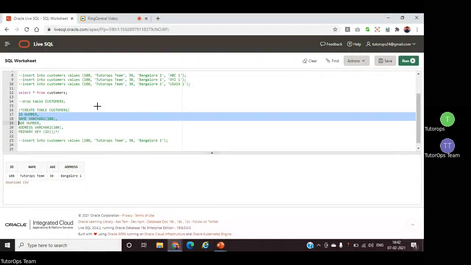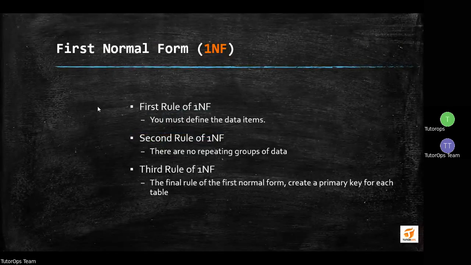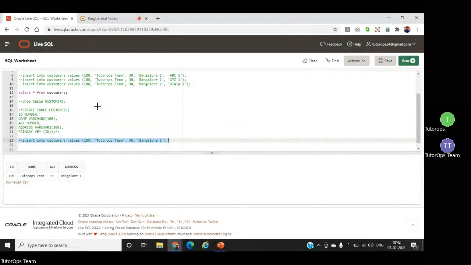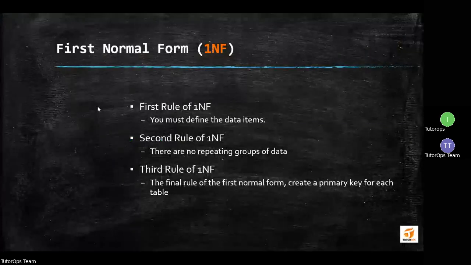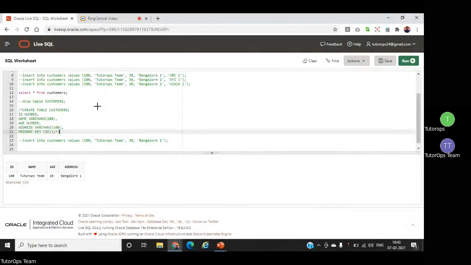First rule is you must define data items. I am defining all the data items in the table. Second rule is that there are no repeating groups of data. If I insert a record, it's not creating any repeating data in our table, so it is following the second rule also. The third rule, the final rule of the first normal form, is to create a primary key for each table. So I am creating the primary key also in this table. So it's following all three rules in this table.